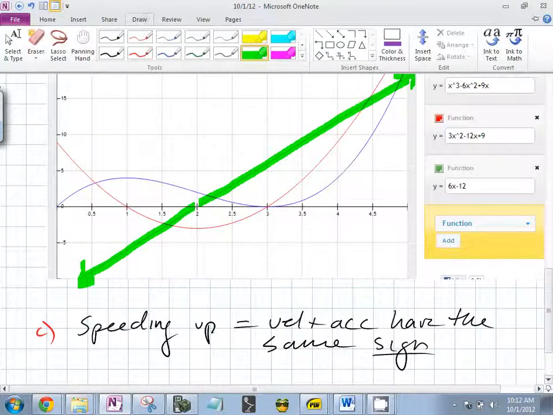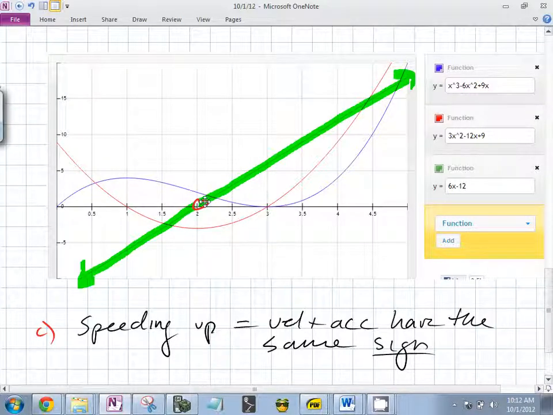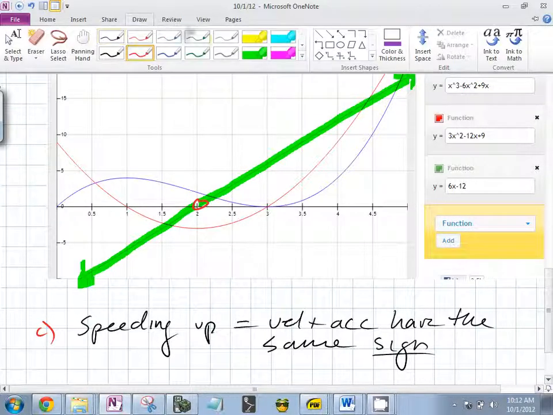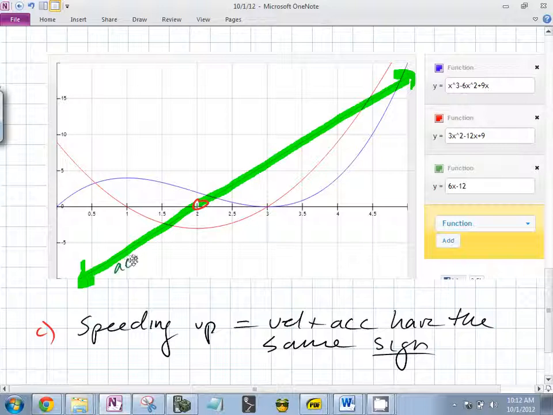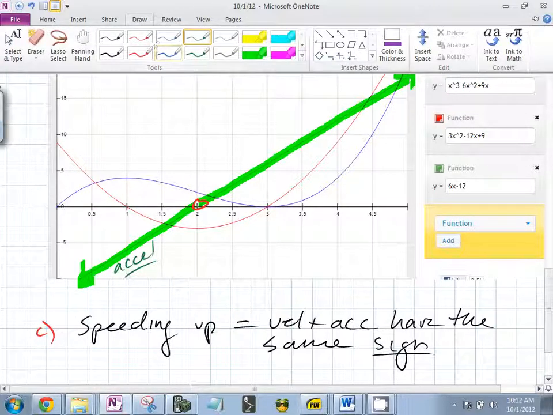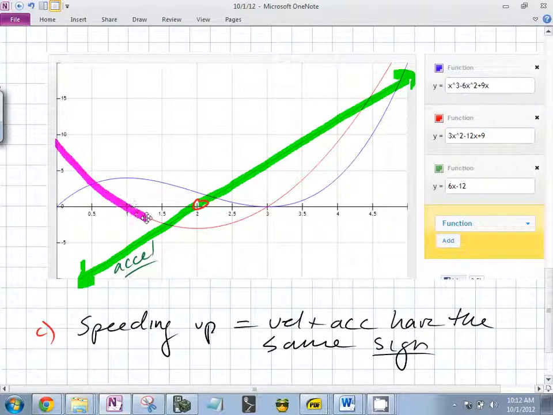So let's take a look at this. We know this right here is the acceleration, and it is negative from -2 to the left. Which one's the velocity here? The red one is, correct? So we're looking, when do they have the same sign? Oh, nope, I did that wrong, right? They should be both negative. So where are they both negative?